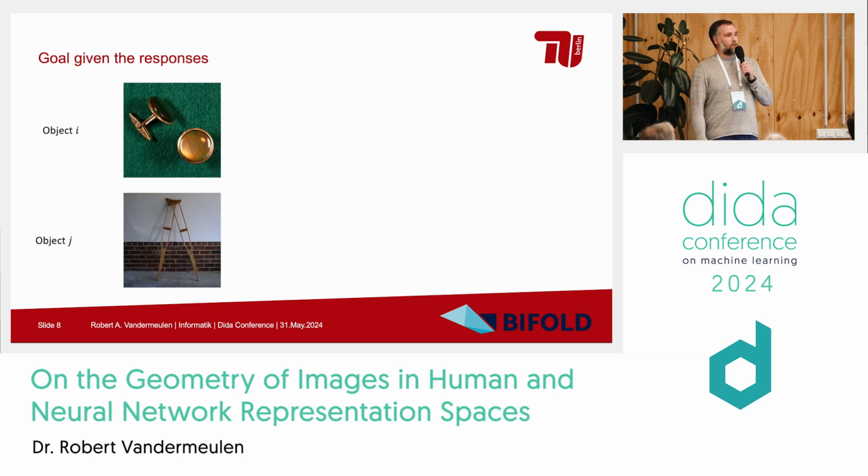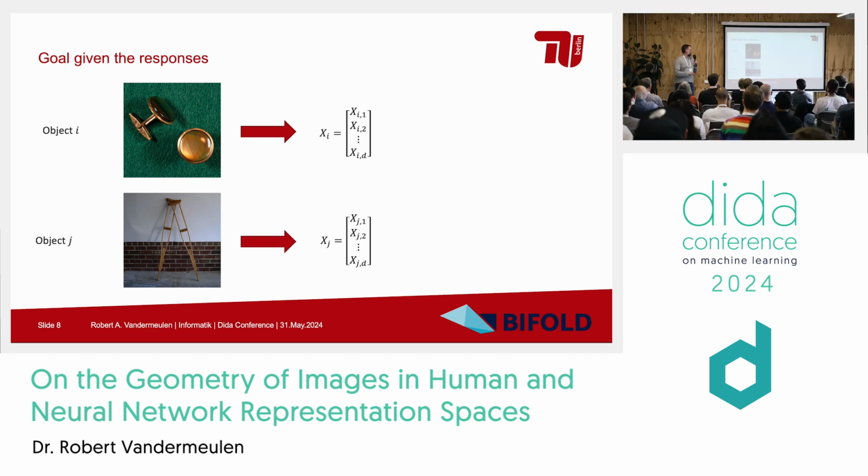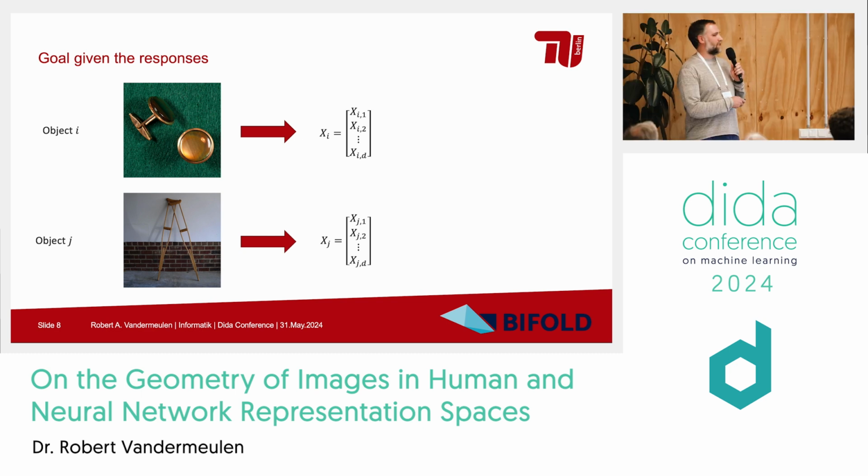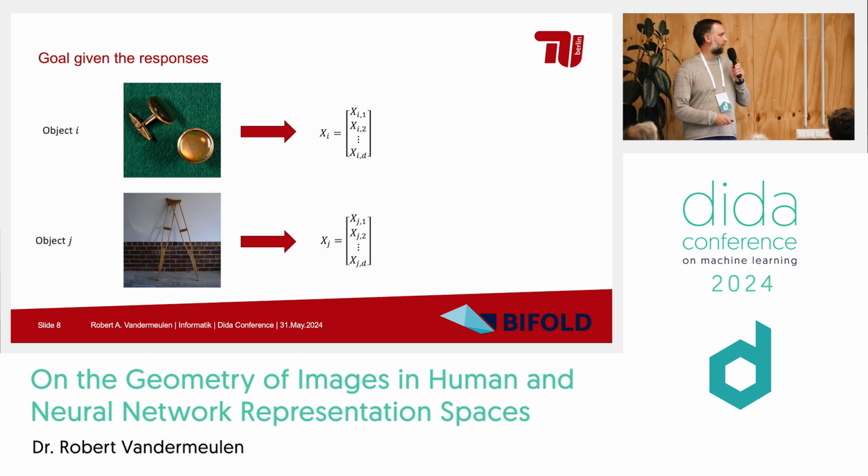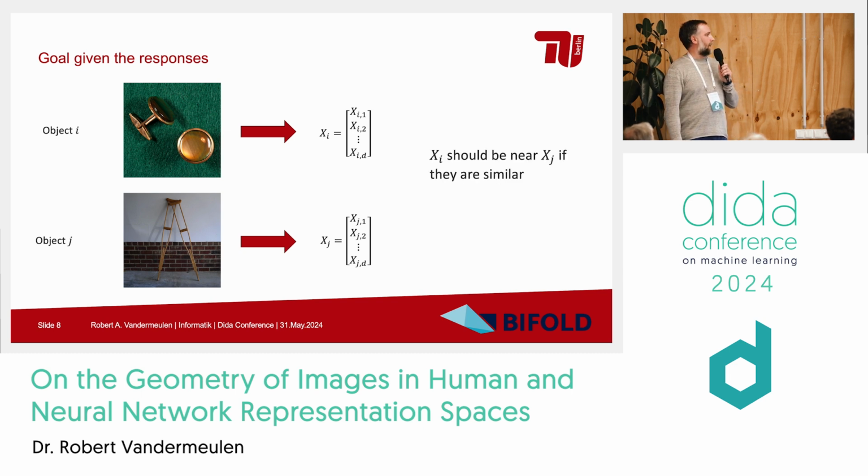Okay, so we have these responses. What do we want to do with them? I'm going to pretend that each object has a number associated with it just for convenience. So for each object, we would like to create a vector that's d dimensions that somehow encapsulates this object. And we want xi to be near xj if they are similar.